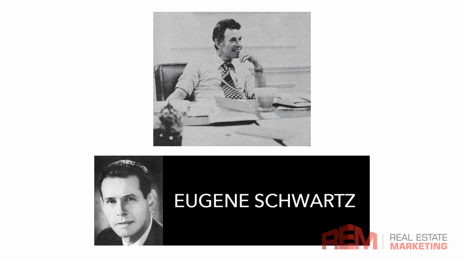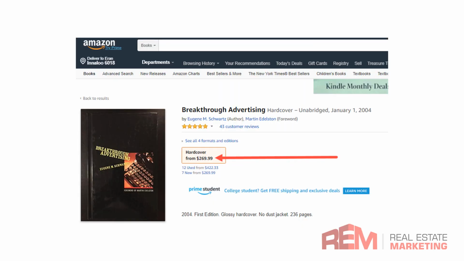Now, good old Eugene wrote 10 books, of which this one is probably the most famous. Breakthrough Advertising, which was released in 1952. It's almost impossible to buy now. And as you can see, if you can even find a copy on Amazon.com, it sells for hundreds of dollars. And in fact, I've seen some of them in excess of $1,000 for a used copy. So for anyone in the copywriting industry, this is like one of the best books you can get your hands on.